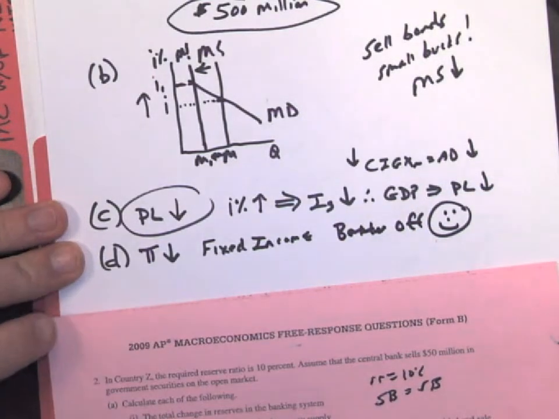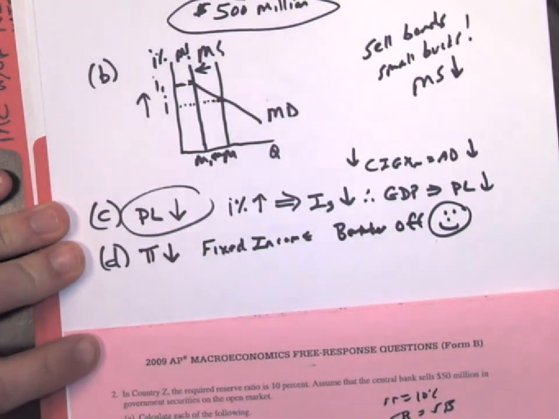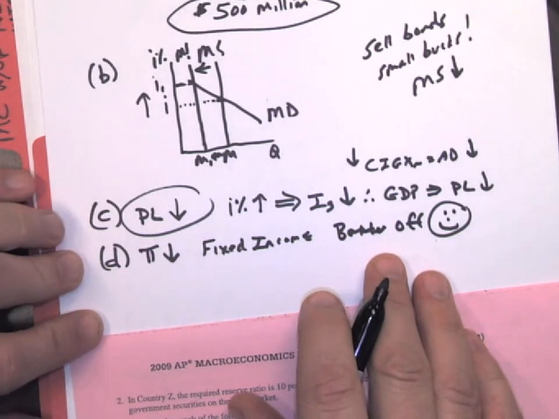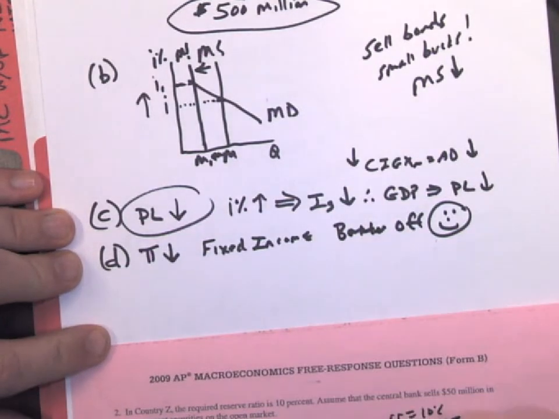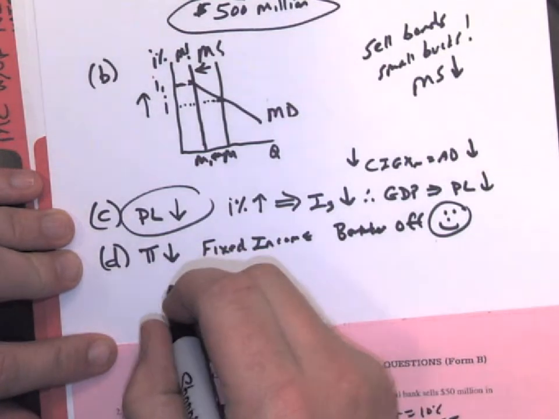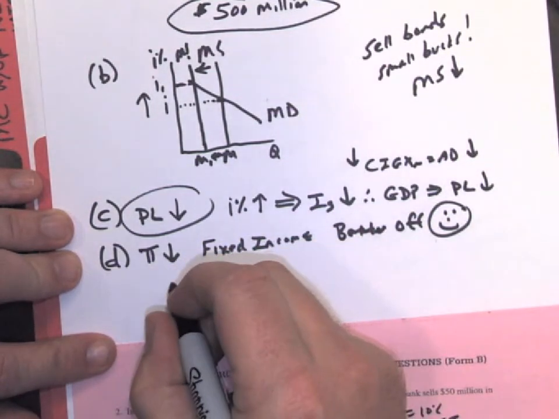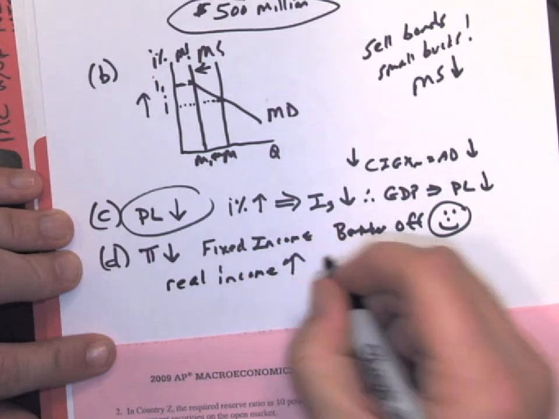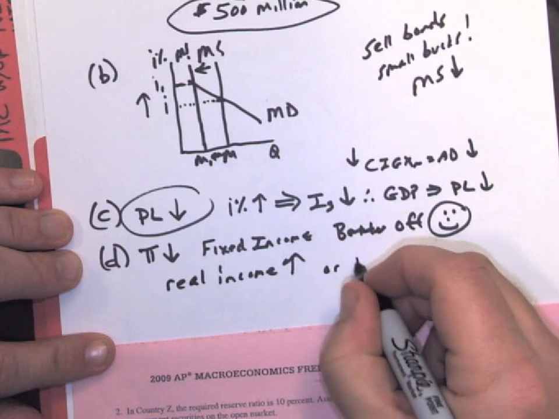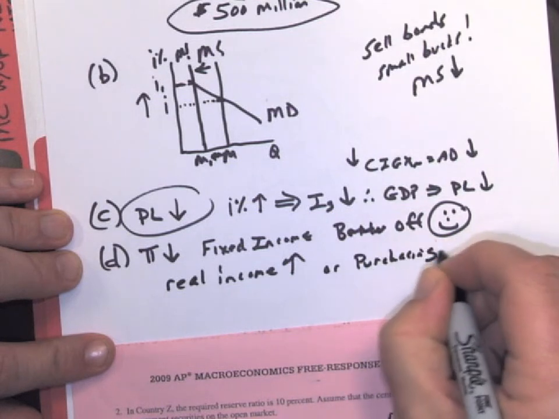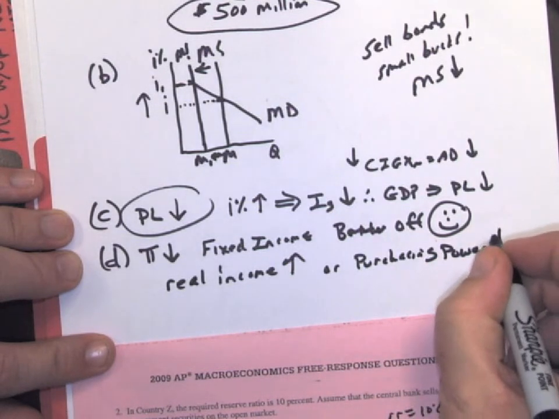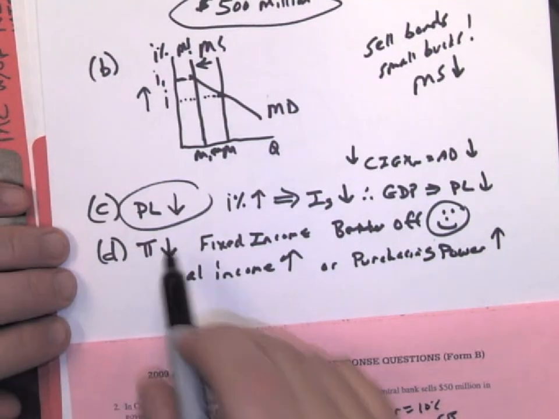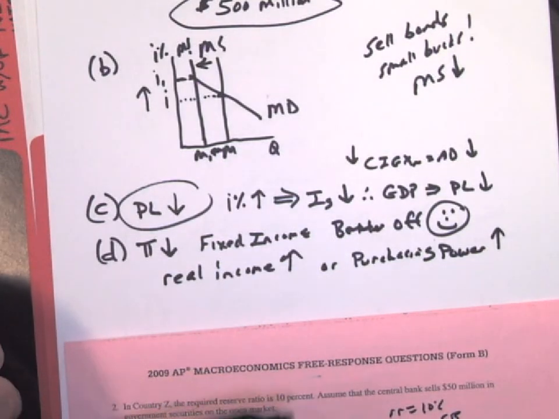Smiley face. Then your explanation is because the lower price level raises real income or increases the purchasing power of fixed income. So our explanation is real income would go up, or purchasing power increases. Either way, when you buy stuff, your dollar is stronger because prices are low while your income is the same. So that's a good thing for you.